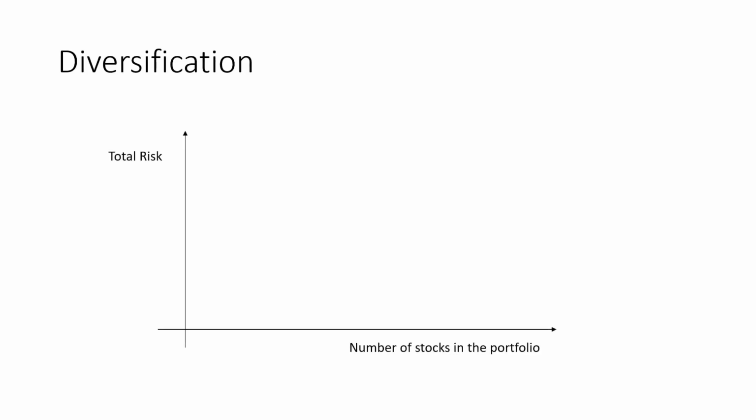And so if we plot the total risk as measured by the standard deviation with respect to the number of stocks in the portfolio, on the x-axis is the number of stocks. As we increase the number of stocks, the standard deviation of our portfolio keeps going down, but does not go to 0. It goes to a certain value asymptotically, which is called the systematic risk or the market risk.